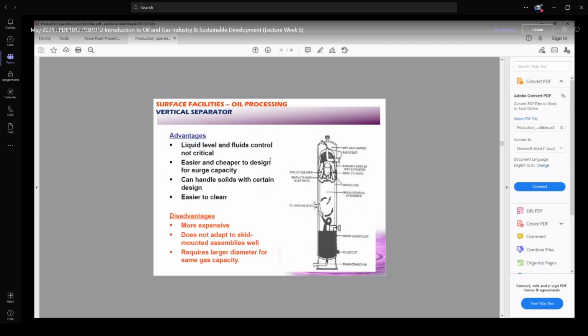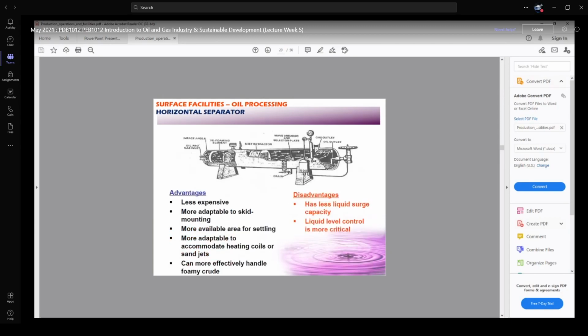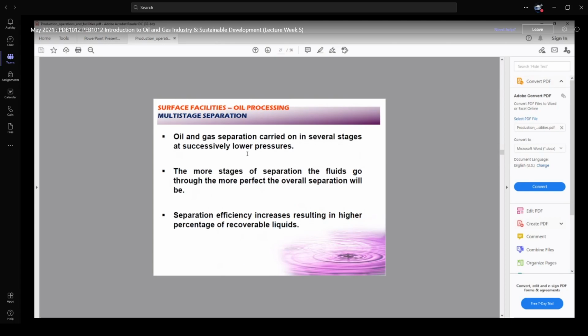So here are some advantages and disadvantages of these separators. You just read it. That's not a big issue.